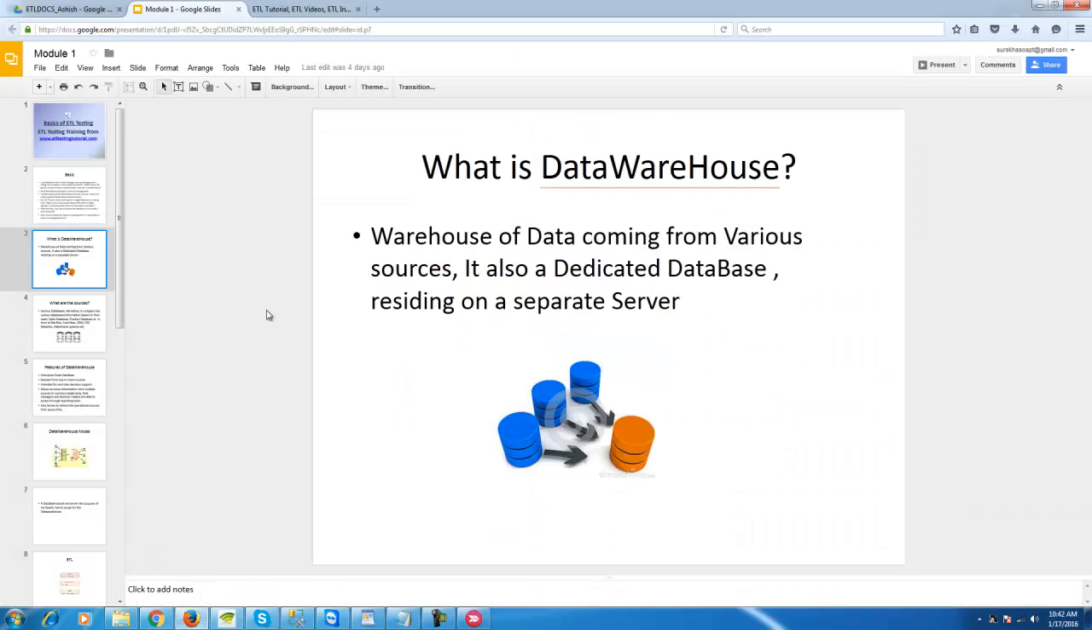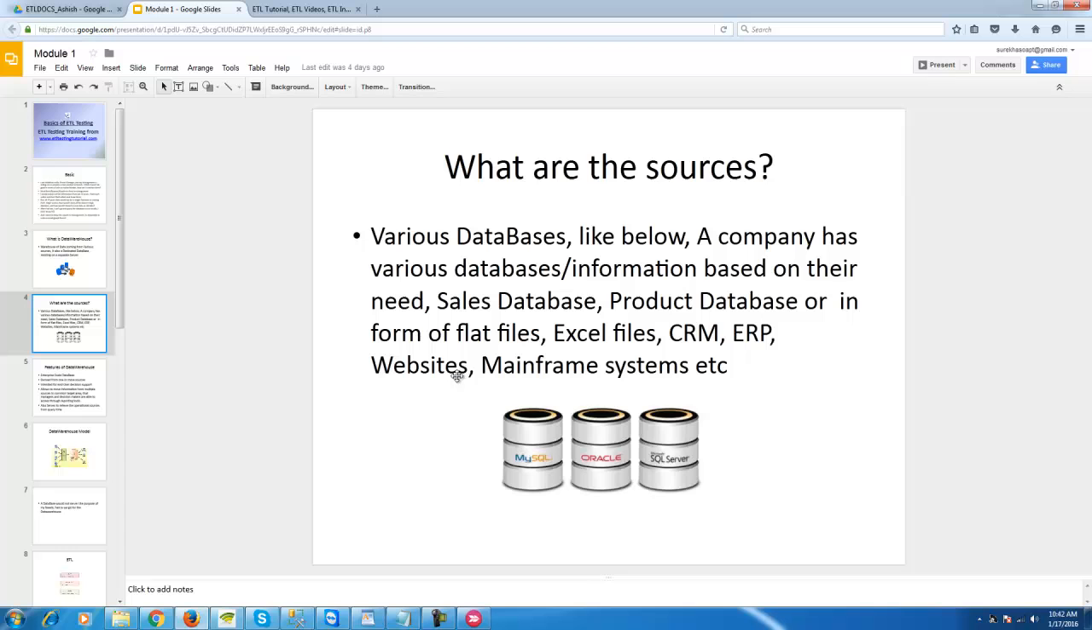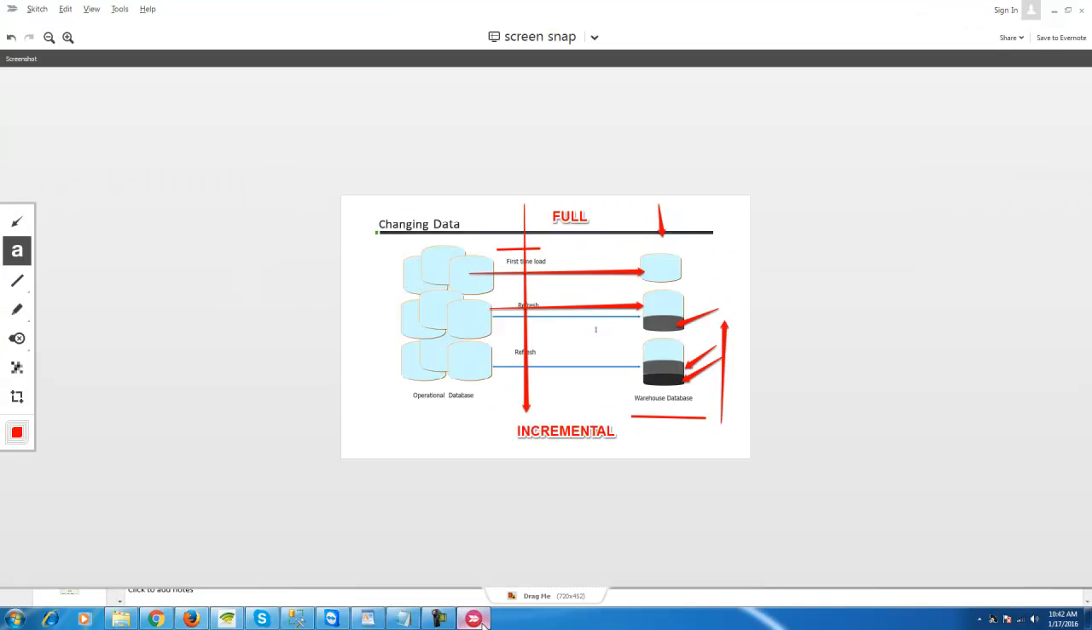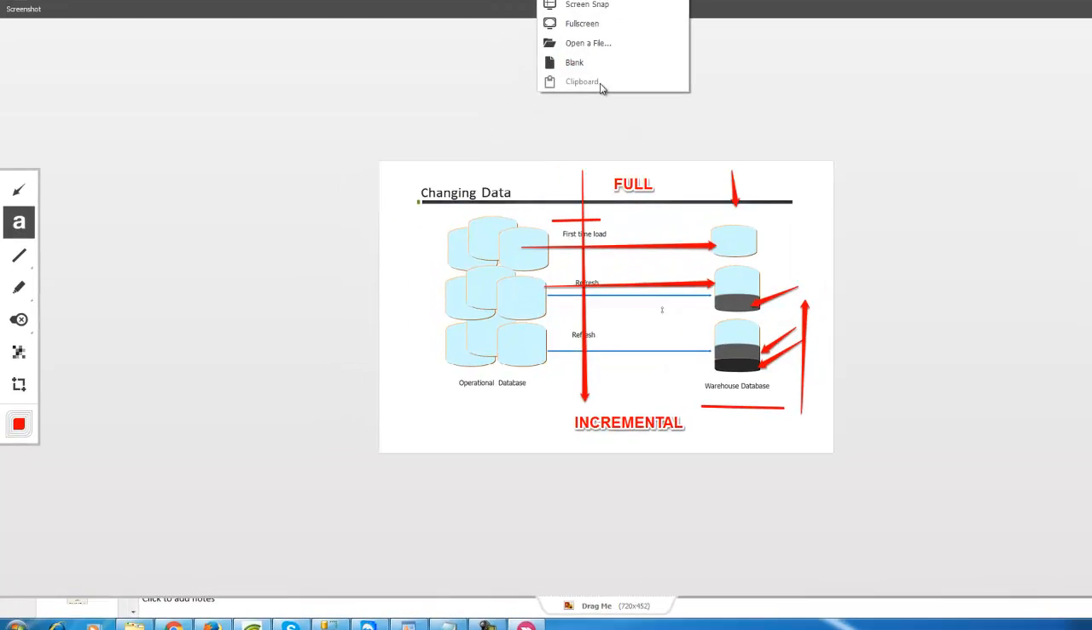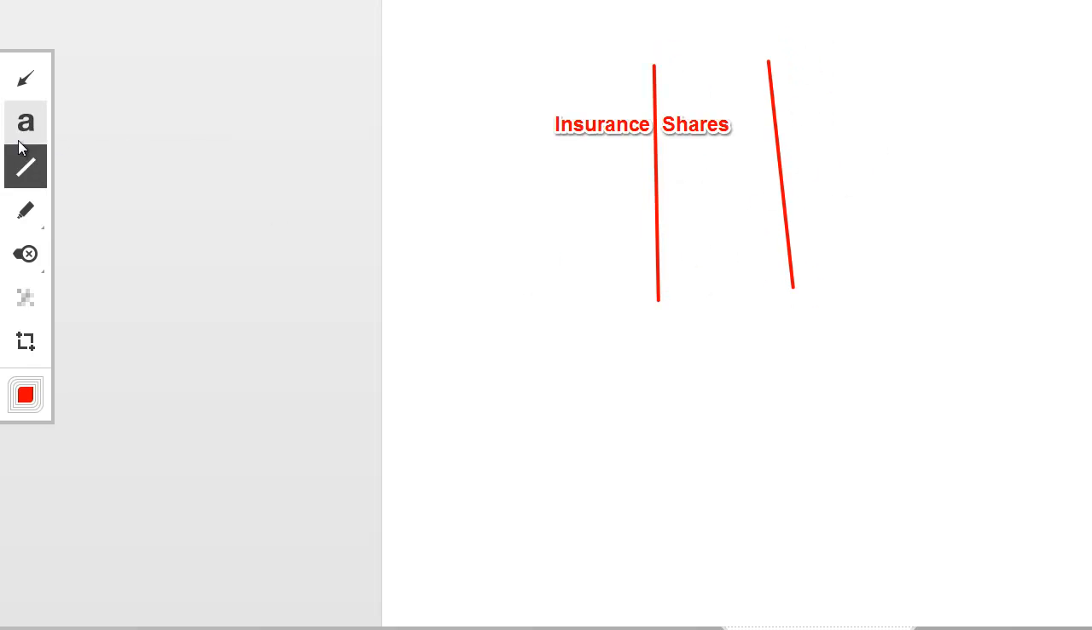So we covered what is a data warehouse. Now, talking about the different sources, we will quickly cover the sources. The source system is something, as I mentioned, the OLTP systems. Say for example, I have an insurance application and a shares application. Insurance can be one application, shares can be another application, and loans can be another application. And all of these can use a different database.